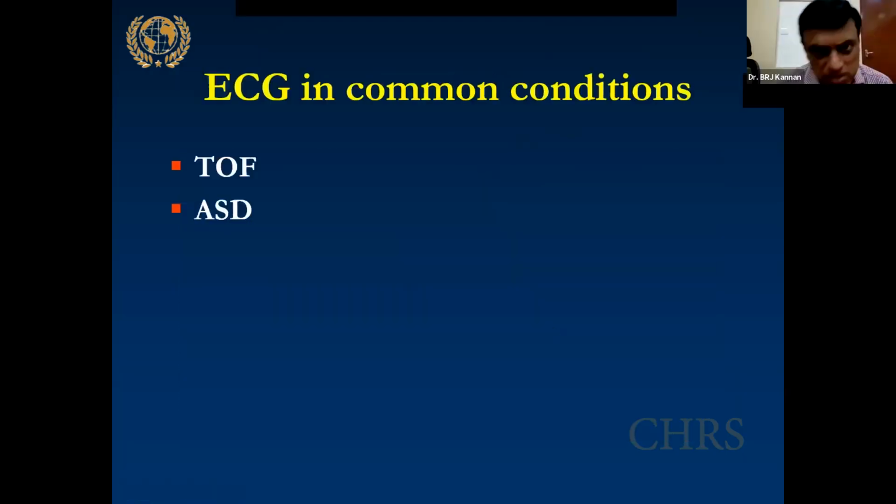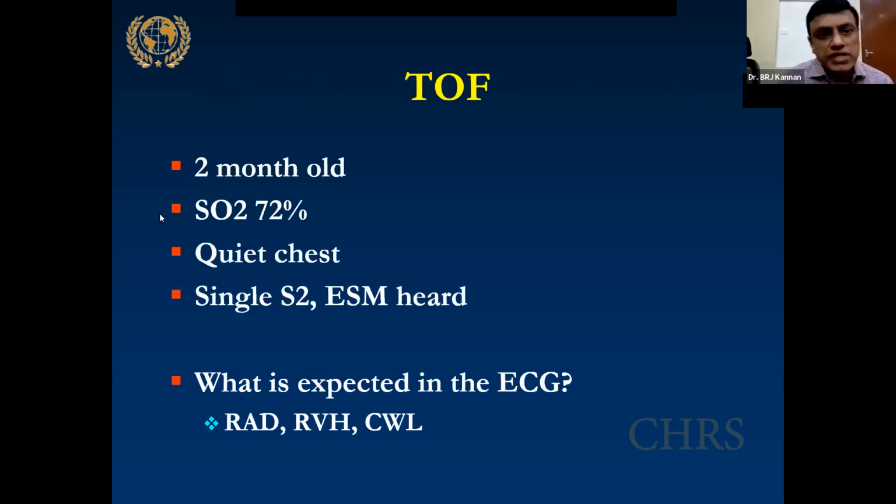So let us come to the ECG in more common conditions. Let us initially take tetralogy of Fallot, atrial septal defect. Say a 2-month-old child with classical signs of tetralogy of Fallot. If somebody asks you what the ECG finding in tetralogy of Fallot is, what you should say is right axis deviation, right ventricular hypertrophy, and counterclockwise loop. Sorry, clockwise loop. That's all.